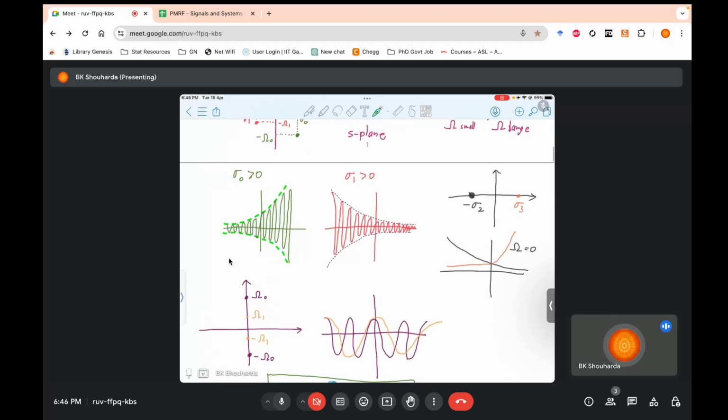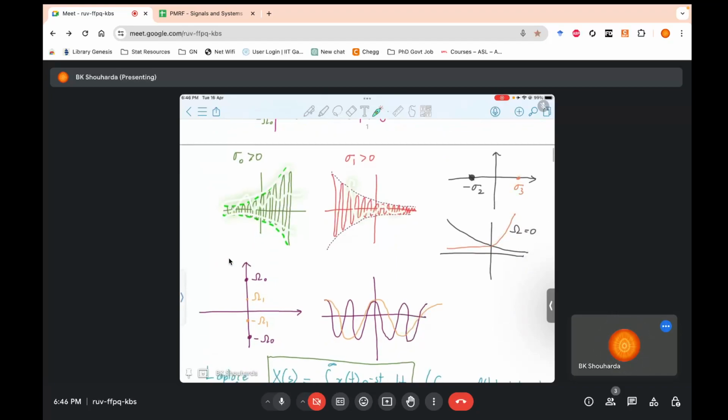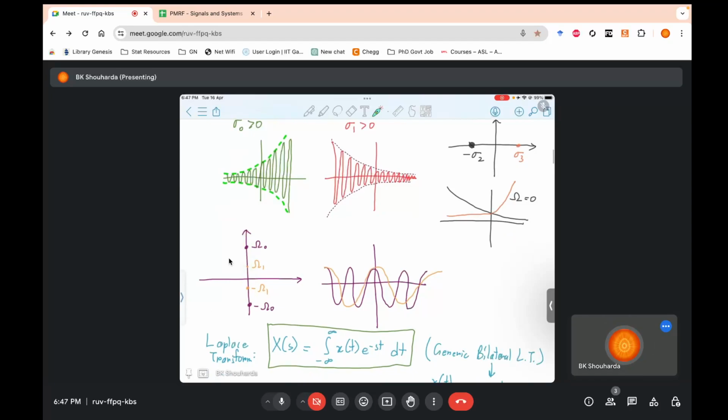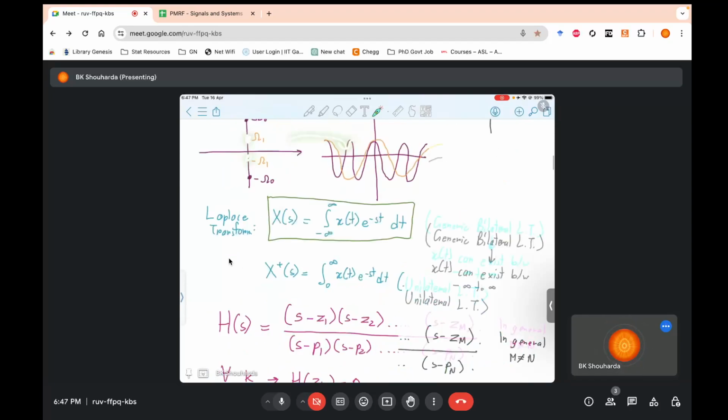So these are some views of how signals can be and their corresponding locations. So in the left side of the S plane, signals are attenuated or stable. Right side, these are diverging and unstable. Here on the imaginary axis, the position determines the frequency of oscillation.